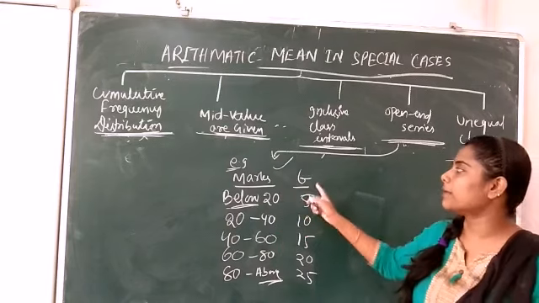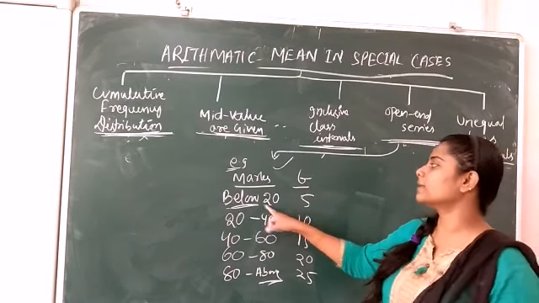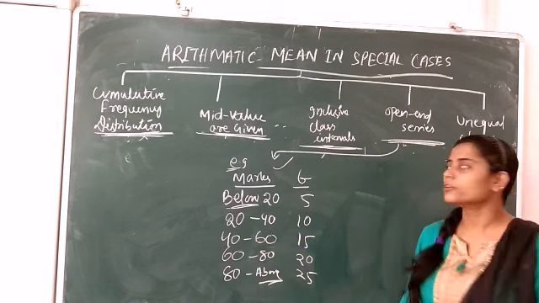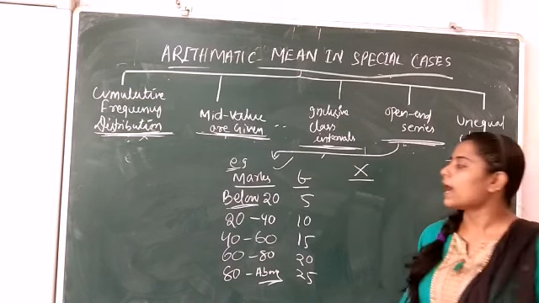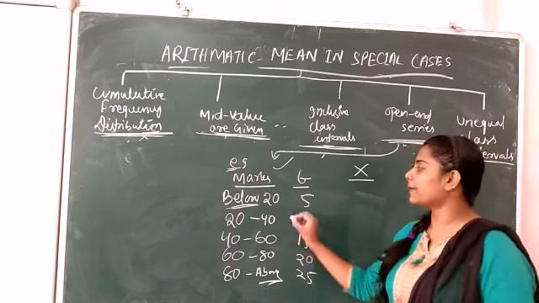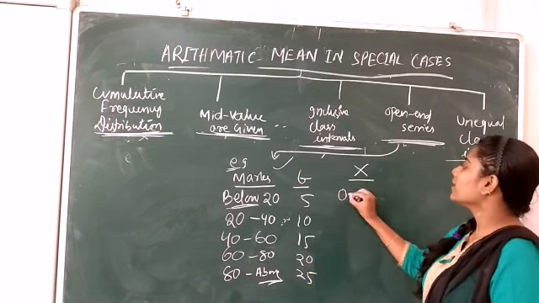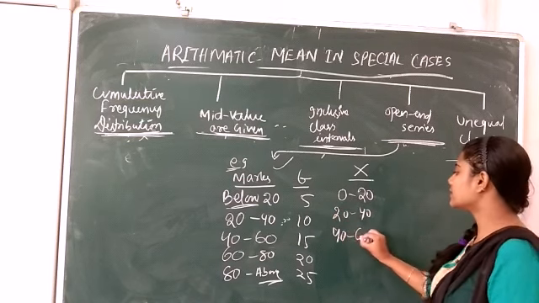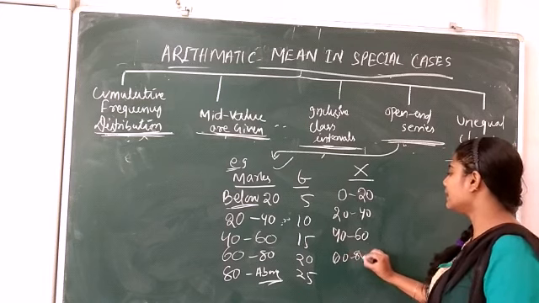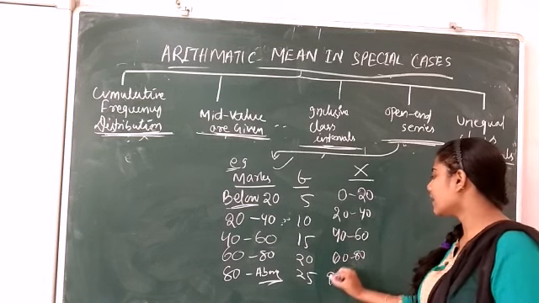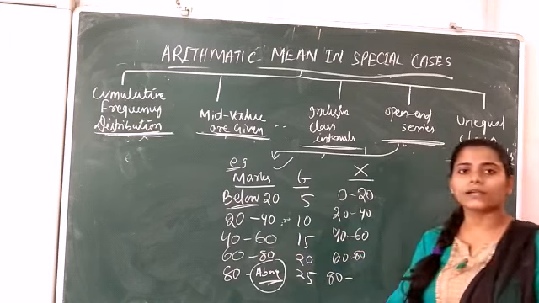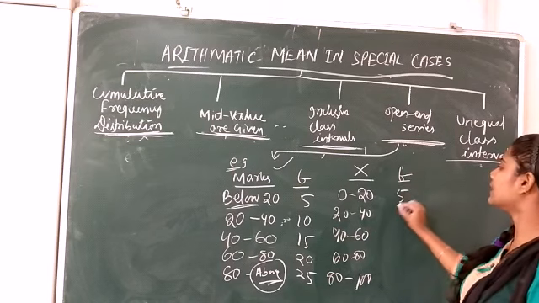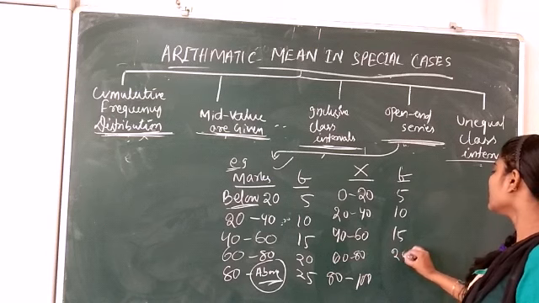There are two columns, one is marks and another is frequency. So marks are below 20, 20 to 40, 40 to 60, 60 to 80 and the last is 80 and above. So in this case first we arrange the class. As all the class gap is 20, the first class will be 0 to 20, then 20 to 40, 40 to 60, 60 to 80 and the next is 80 and above, means there is a 20 gap, that means 80 to 100, and the frequencies as usual given in the question, that will be 5, 10, 15, 20 and 25.